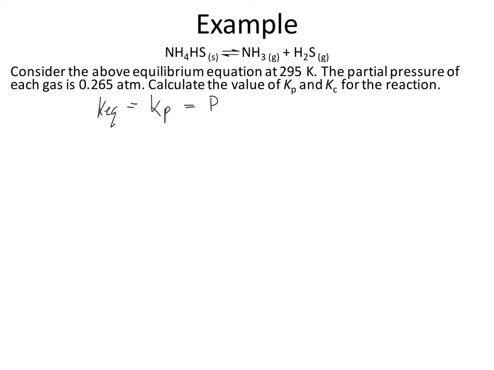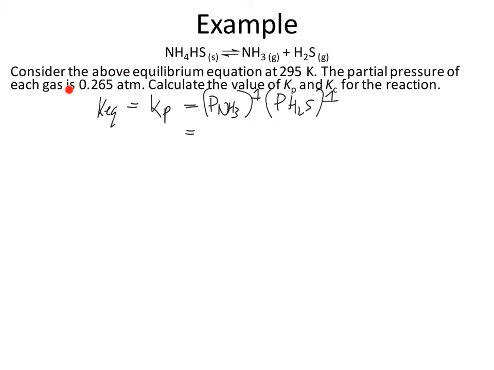So in this case, our partial pressure of NH3 to the power of 1 multiplied by the partial pressure of H2S to the power of 1. Now, you might want to say divided by NH4HS. However, look at the state. The state says solid. So because it's solid, we don't actually include it in our equilibrium expression. So we're pretty easy here. We have our Kp equilibrium expression.